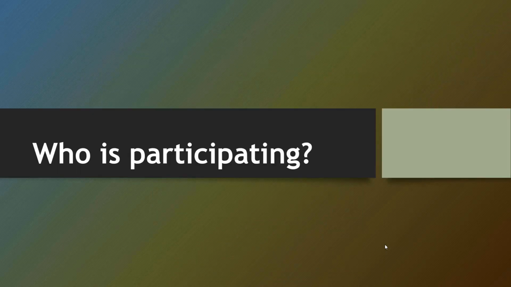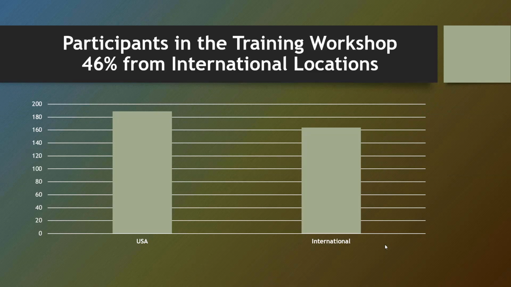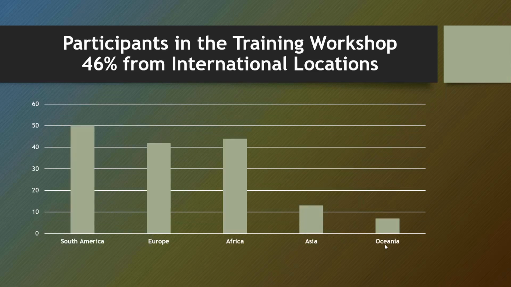But who's participating in this project? As I said, there's about 350 participants, but about equal amounts in the U.S. and international. And so in the U.S., we have people from 27 different states participating. And internationally, we have 32 different countries represented. So if you look at it by continent, South America is the one with the most. And this is really mainly Brazil, but also Peru.